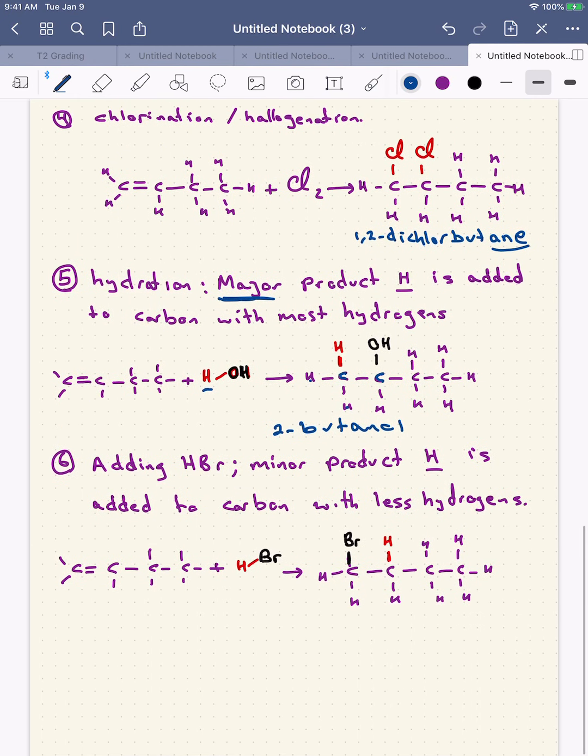For the last, you're adding HBr. This time they challenge us and say, give us the minor product. Minor is when the H goes to the carbon with the lesser amount of hydrogen. So the hydrogen goes to this carbon because it has only 1 hydrogen, and the Br goes to this carbon because it has 2 hydrogens. So this is what you produce, Br on the first carbon, and then hydrogen on the second carbon. So this is 1-bromobutane, and it's the minor product, the way they asked us to produce it.